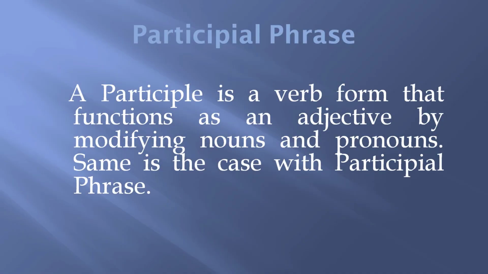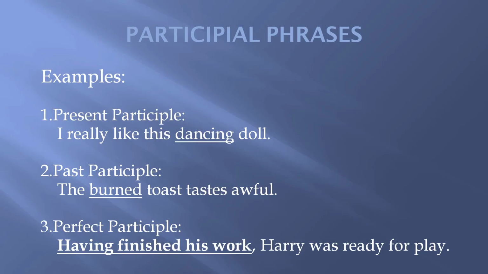Participle is further divided into three categories. As we already discussed, a participle is a verb form that functions as an adjective by modifying nouns and pronouns. Same is the case with participial phrase. Participial phrases are of three types.